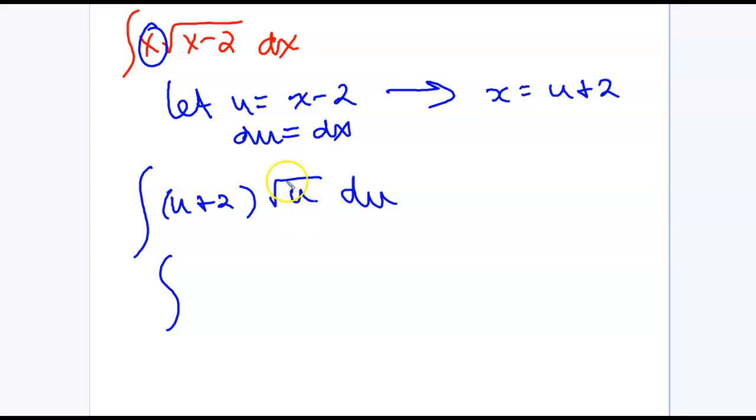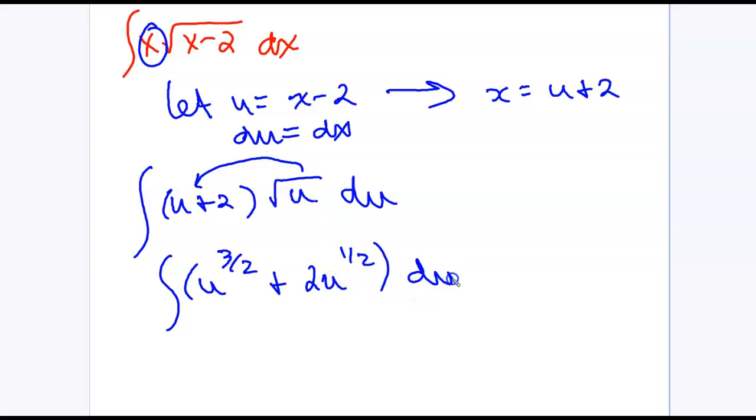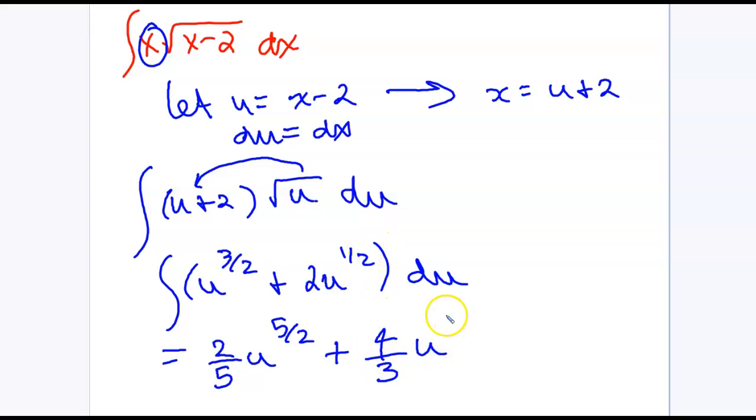So now I can distribute, because this is really u to the 1/2. So u to the 1/2 times u to the first will be u to the 3/2. And u to the 1/2 times 2 will be 2u to the 1/2 du. So now I can integrate. If I add 1, I get 5/2, and dividing gives 2/5 u to the 5/2. Add 1 to get 3/2. Divide by 3/2 is like multiplying by 2/3. And I have a constant.